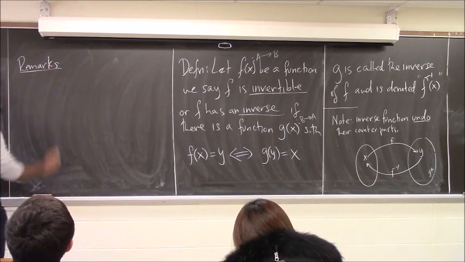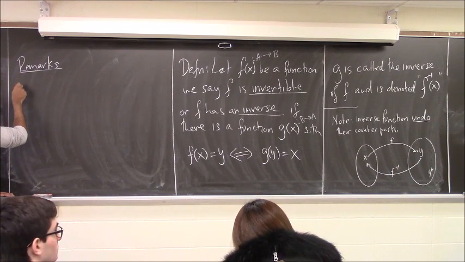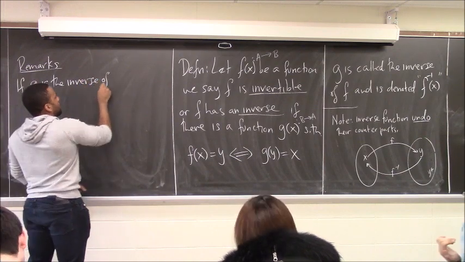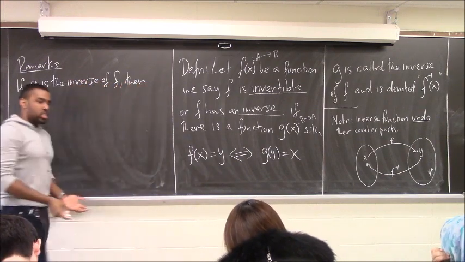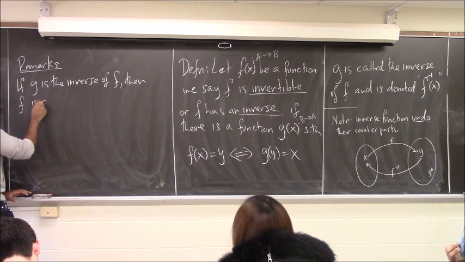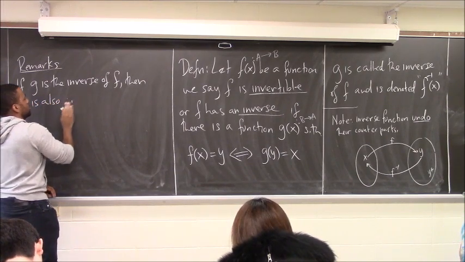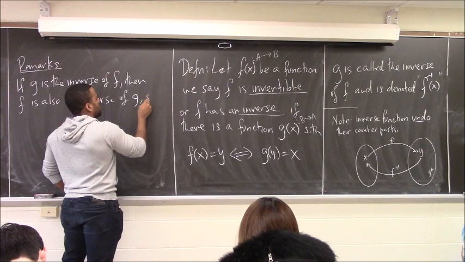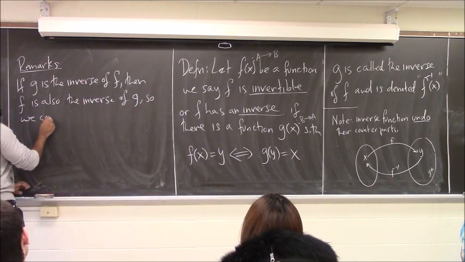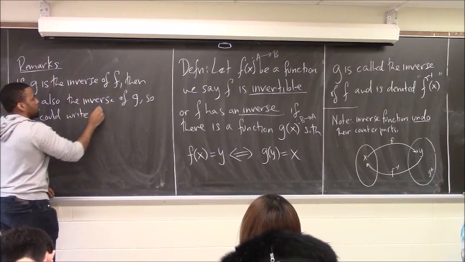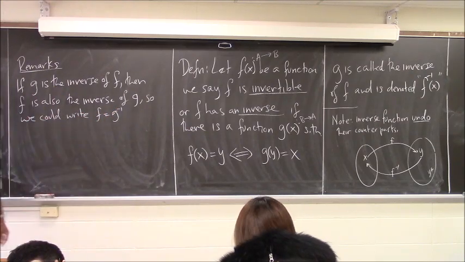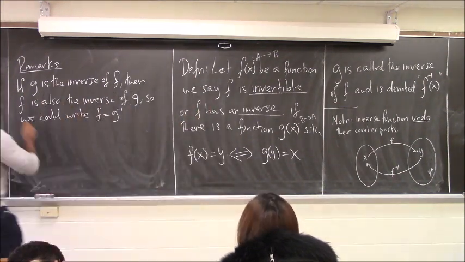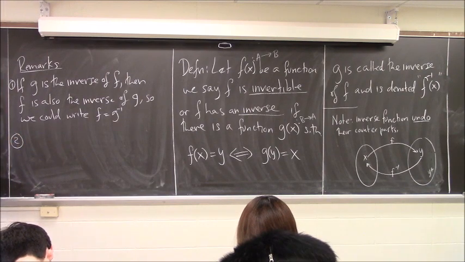Some remarks. If g is the inverse of f, then the relationship goes the other way. We can think of f as also the inverse of g. So we could write f equals g inverse also, right? So if the inverse relationship works in one direction, it will work in the other direction. That's the first remark. The second remark is the following.